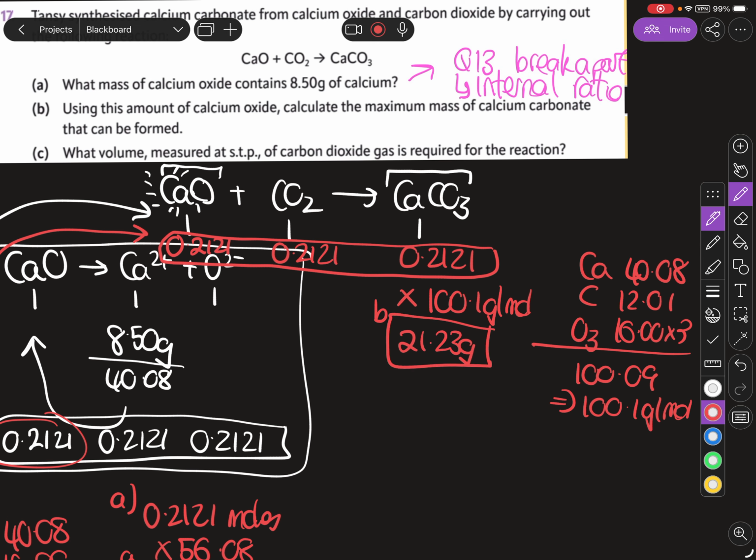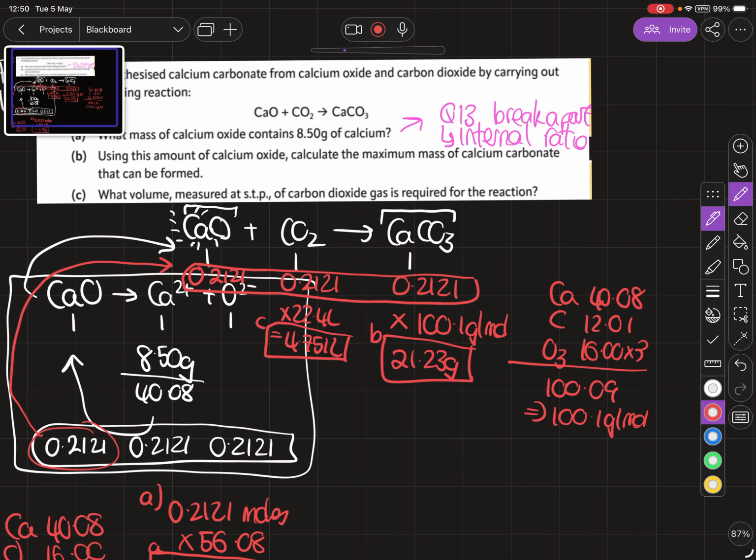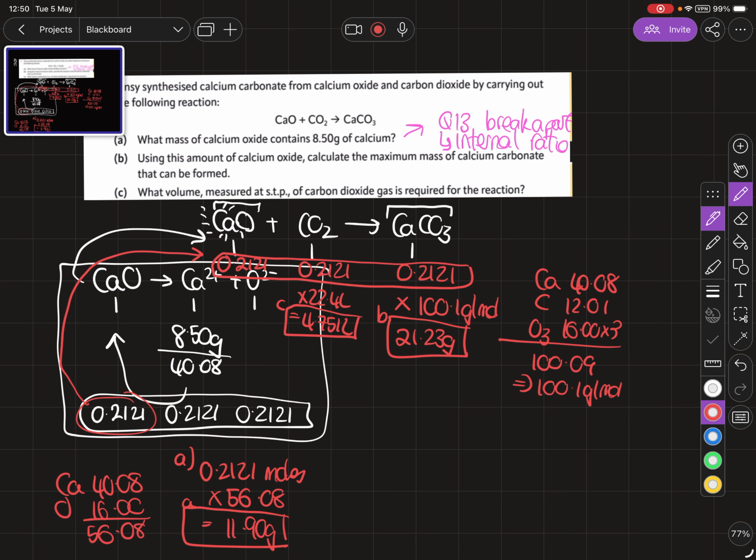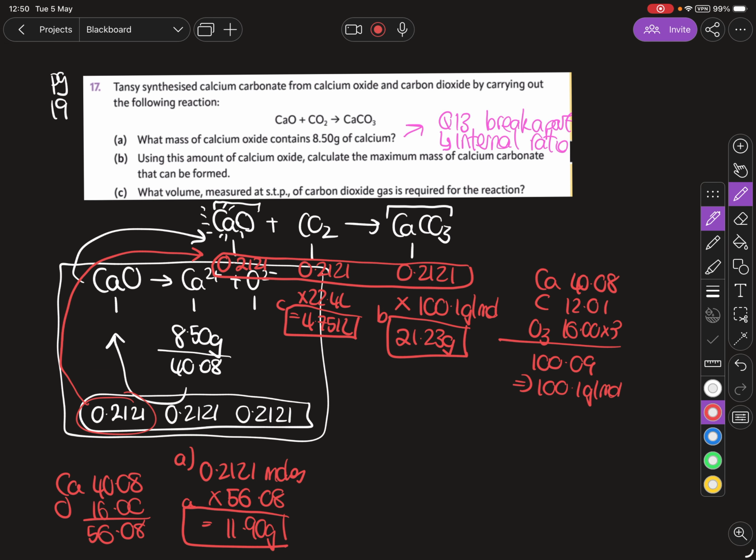And then the last question was, what volume measured at STP of carbon dioxide is needed for the reaction? So that is the 0.2121 multiplied by 22.4 litres. And when the calculator is done, it will come out at 4.751 litres. This is the answer for C. Okay, so a very weird way in, but you've got to keep the faith and go through your steps and all will be well.